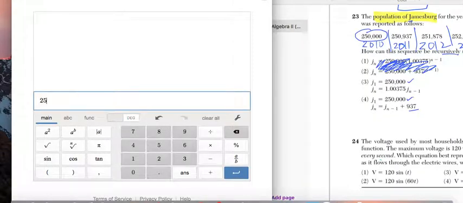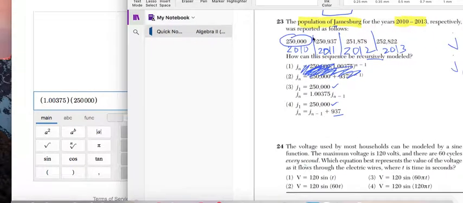So here we go. 250,000 times 1.00375 is about 250,937.5, which, you know, we can't have decimals, but that doesn't necessarily rule it out because it's close so far. I'm going to use red for choice 3 and check off the ones that work. So J1 is 250,000, that works, and this works so far.